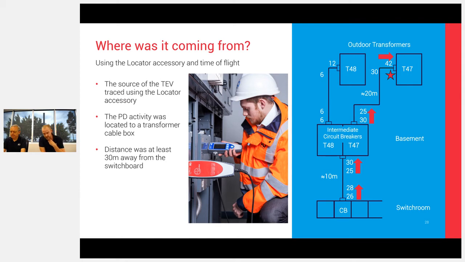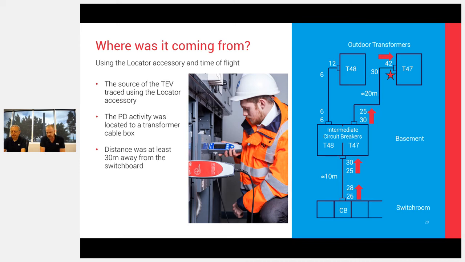And eventually, the locator took us all the way out to transformer number 47, where it says T47, where there's a level of 42 decibels. That's where the locator took us, and that was the source of where the PD signals were coming from. We looked at the history of the cable box that feeds that transformer, and it had a failure there maybe 6 months or a year before.